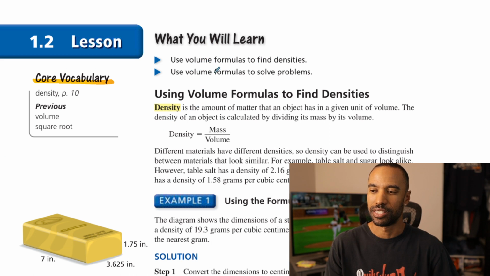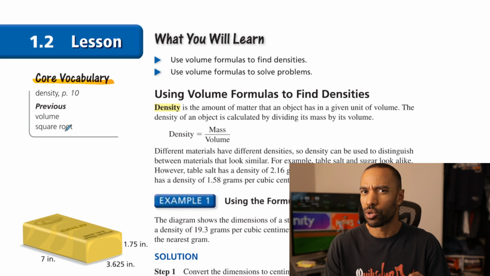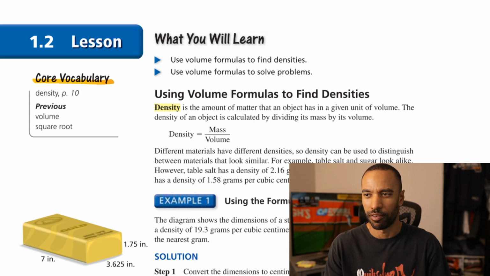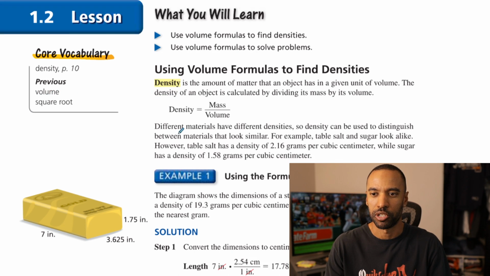Let's take a look at what we'll learn. Use volume formulas to find densities and to solve problems. Now, density is the new phrase with volume and square root. We did do square root for a couple problems before involving radius, so we're only revisiting that now. But volume is in there, and there are different formulas for volume we'll be sure to touch on.